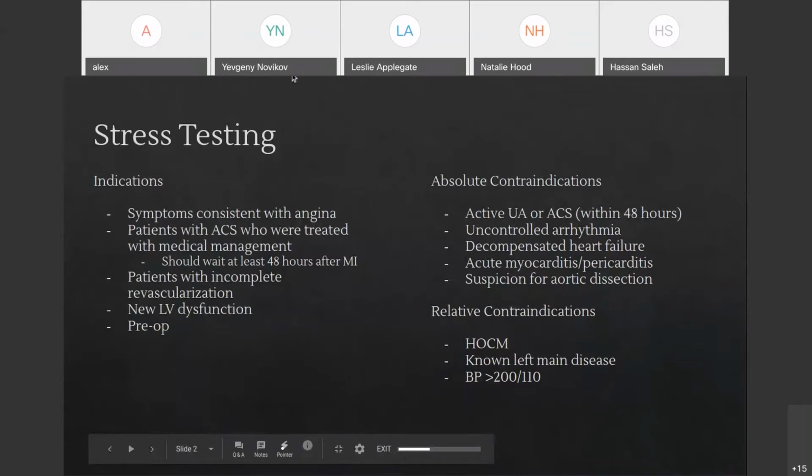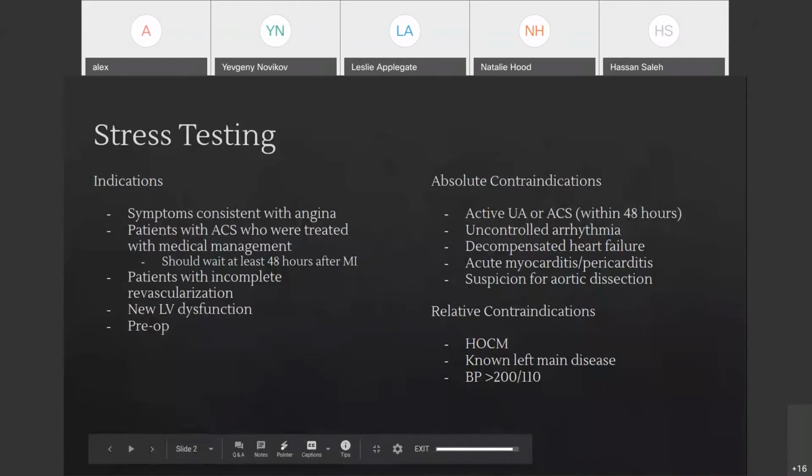you guys can see me. The general indications for stress testing are any symptoms consistent with angina, patients who had ACS or unstable angina, that's included under ACS, that were treated with medical management. Those people need to wait at least 48 hours after their MI before you stress them. And then patients who have had incomplete revascularization, typically in the setting of AVS or ACS. Anybody with new left ventricular dysfunction, it's stress versus cath them. And then for pre-op evaluations.